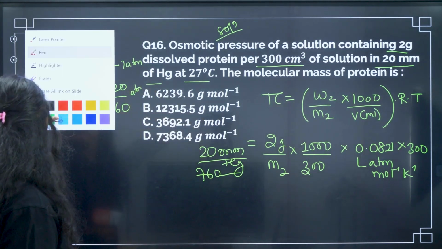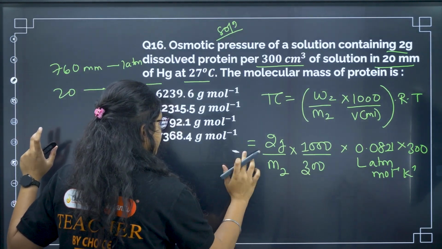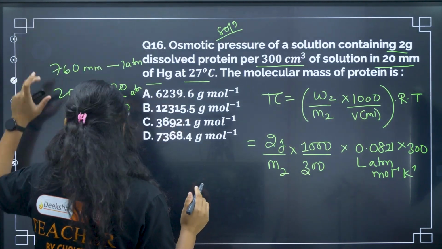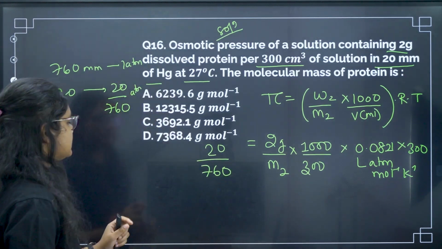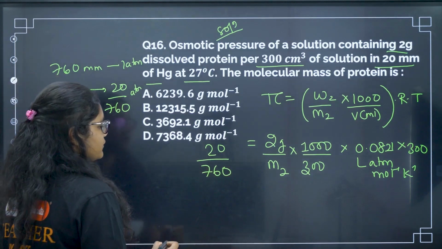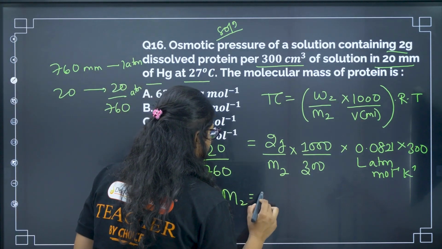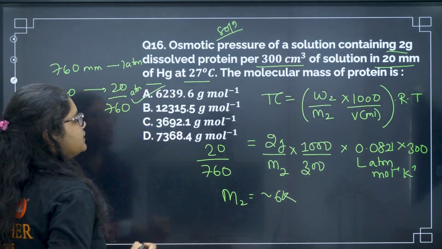So this part, let me write a little clearly here. So here we have 20 by 760 atm. Okay, so we'll get 20 by 760 atm as the osmotic pressure. Then we have to calculate M2. If you calculate this one, the M2 answer will be somewhere around 6000. So the correct answer for this question will be option number A.